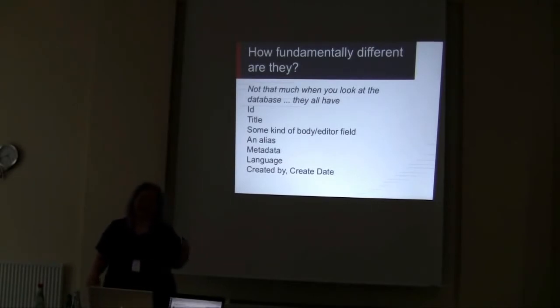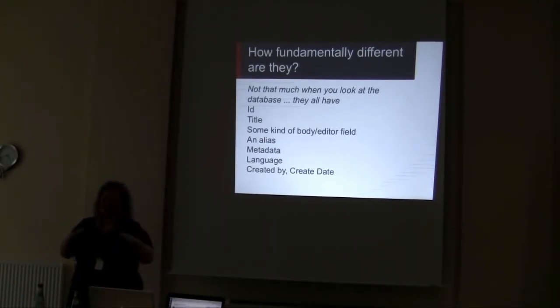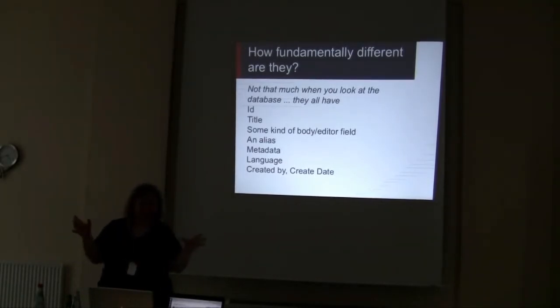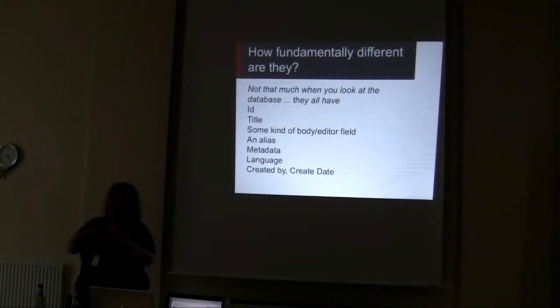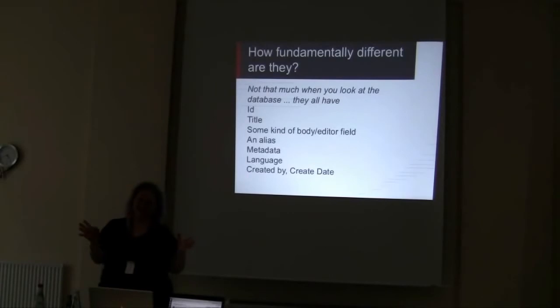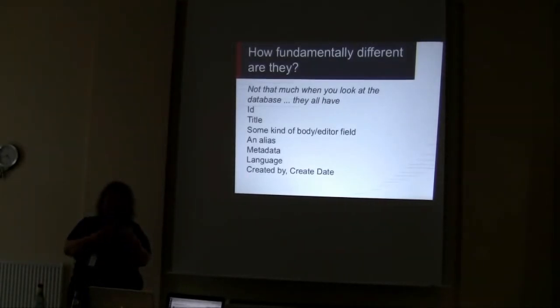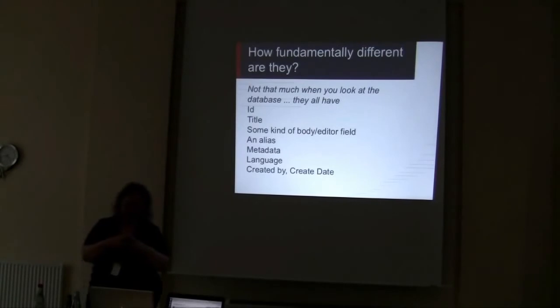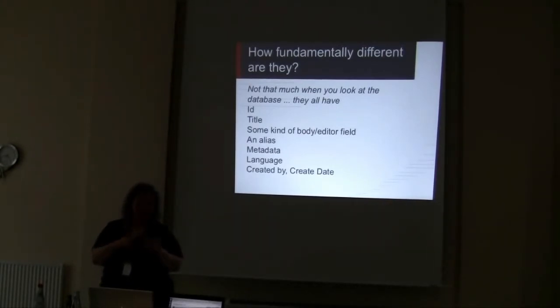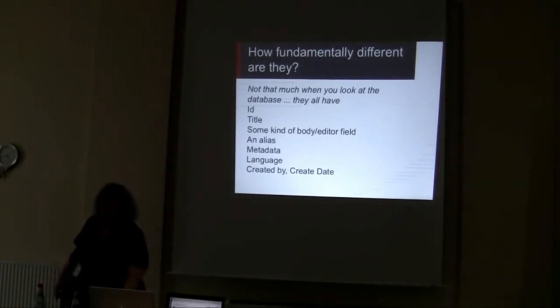alias, some kind of... Every one of these content types has some kind of a text editor field. They all have metadata. This is something we did in 2.5. Part of the unifying that we did was to create a common metadata structure across all the content types. So we have description, and we have keywords, and we have robots. We have all those things. And language, created by, created date.